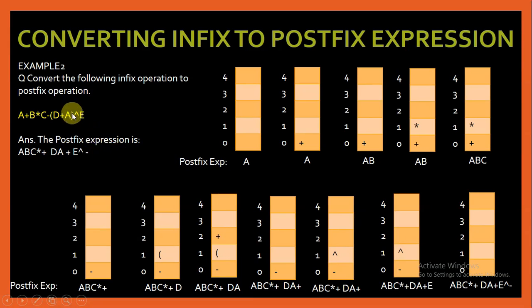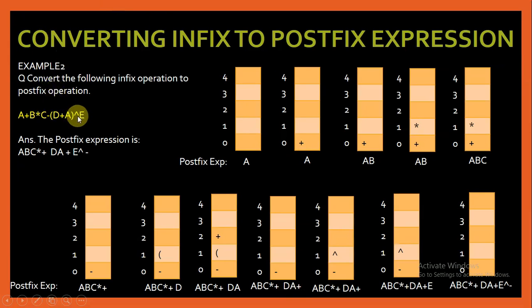Now the next symbol is the right parenthesis. Whenever the right parenthesis is encountered, all the symbols from the top of the stack are popped until the left parenthesis is encountered. You can see here at the top of the stack we have the plus symbol. So this will be popped and added to the postfix expression, and then the next symbol is the left parenthesis. This will simply be popped from the stack and it will not be added to the postfix expression.